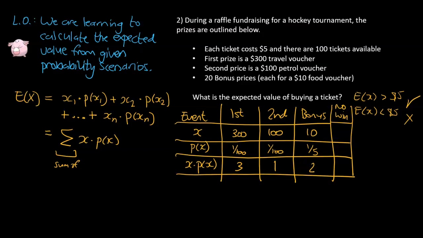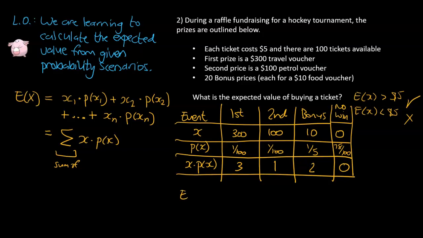And the remaining case, if I don't win a prize, my X value is 0, because I'm not going to win anything at all. The probability of that happening is 78 out of the 100 tickets. And X times the probability of X, in this case, no matter what happens, if I don't win a prize, I've got a $0 value attached to that. So I've gone through all my calculations.